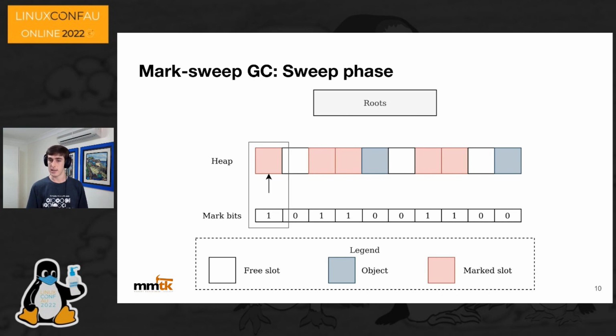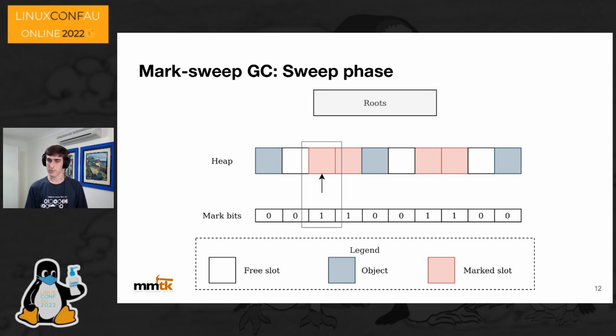So after the mark phase is done, we go through the sweep phase of actually collecting the objects. We start by looking at the mark bit of each object and identify whether or not it should be collected. Here we have an object that's marked, so we should keep it. Here we have a free slot, so we obviously don't need to do anything.